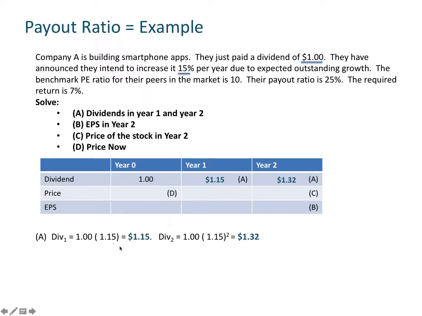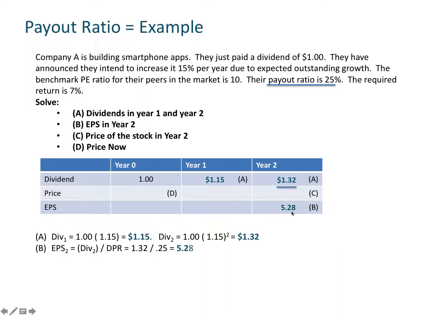Okay, so your dividend in year 1 is your initial dividend, D0, which was 1, times your 15% increase, which is $1.15. So your dividend in year 2 is simply that same dividend of 1 times the 15% growth rate squared, because it's 2 periods, right? We're compounding a future value 2 times, and that gives you $1.32.